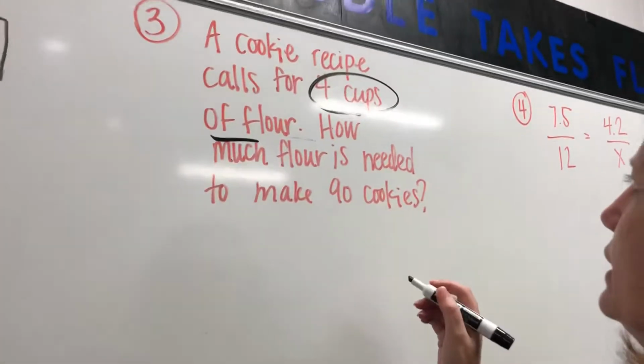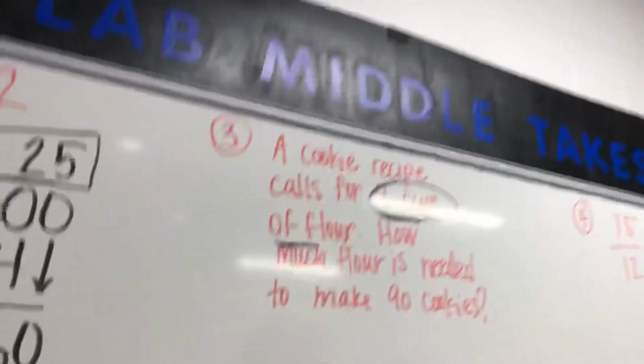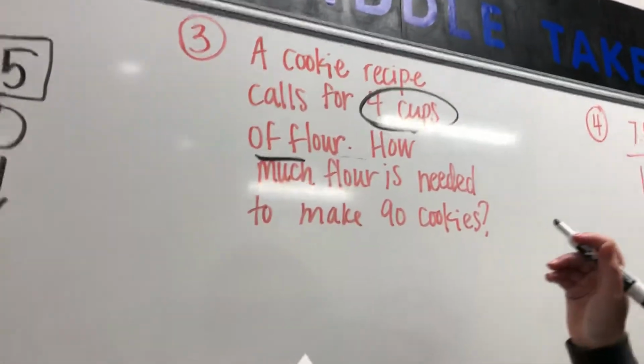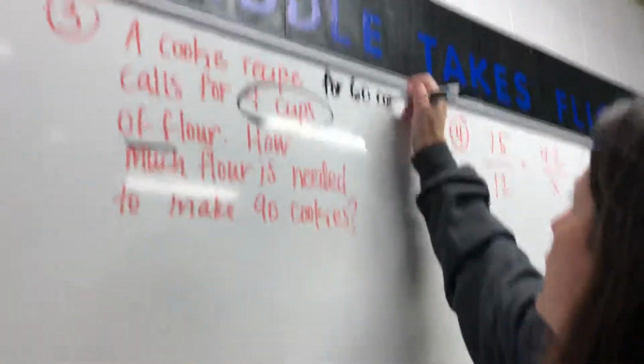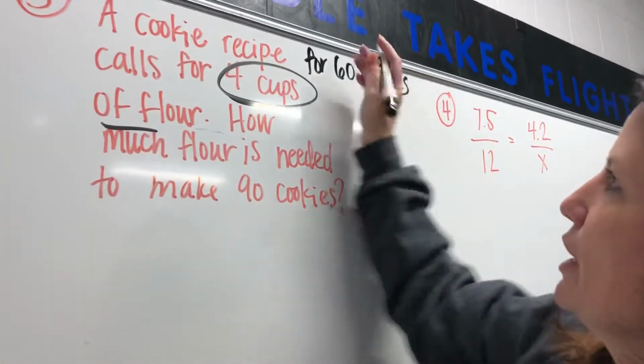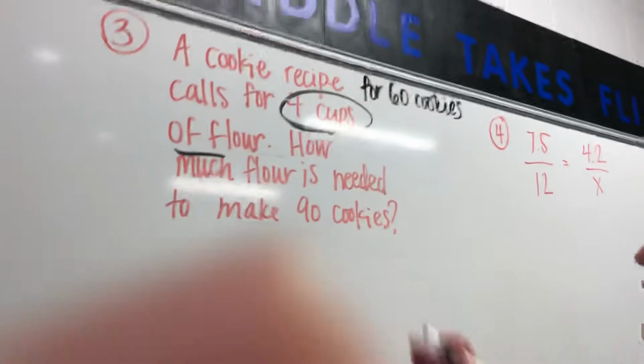Third problem, a cookie recipe calls for 4 cups of flour. How much flour is needed to make 60 cookies? That got left off, 60 cookies. Excuse me, calls for 4 cups of flour. How much is needed to make 90 cookies?